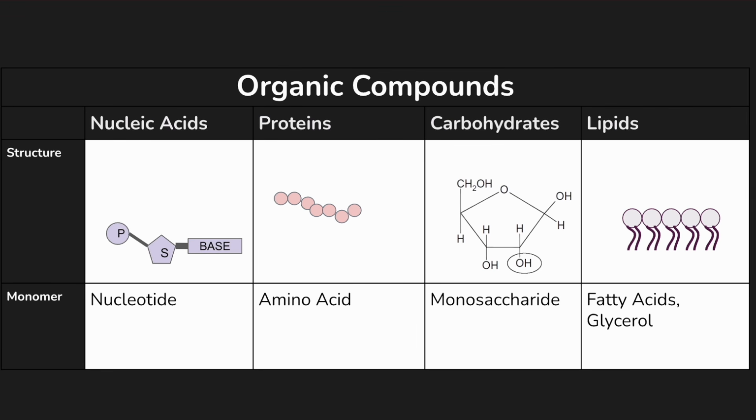So when we look at what they're made of, the monomers, or the basic units of nucleic acids, are nucleotides. The basic monomers of proteins are amino acids. And carbohydrates, the monomers are monosaccharides. And the basic monomers of lipids are often fatty acids and glycerol. Now up here I have the basic structure as well. This is actually a phospholipid, which makes up the cell membrane of all living things, and we'll get to that in a little bit.